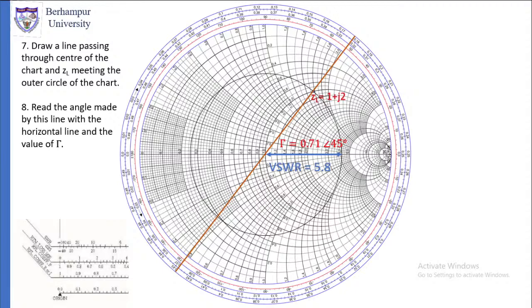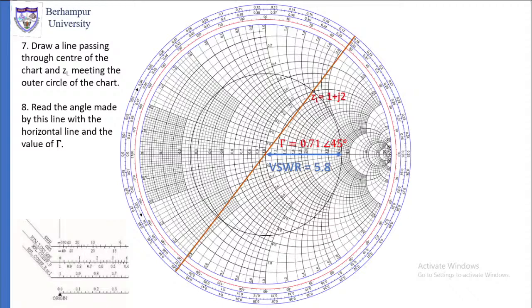So gamma will be 0.71 and the angle for the gamma will be 45 or somewhere around 45 degrees. So this gives you everything about this ZL. ZL you have found out, VSWR we have found out, gamma we have found out, Zin we can easily find out by moving on the line.